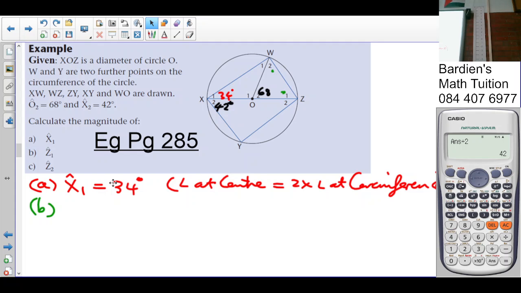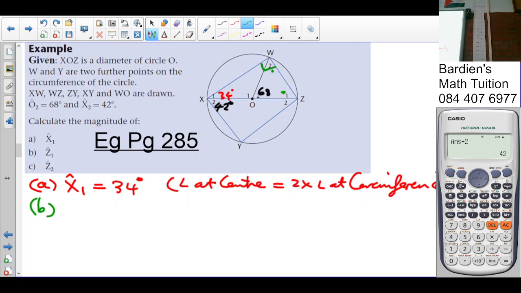So what do you guys get for Z1? 56. You all got 56? So you went to saying that Z1 is equal to W2, opposite equal sides. Then you said twice Z1 plus 68 is equal to 180, sum of triangles. And then you divide by 2. There's another way I could have done it.